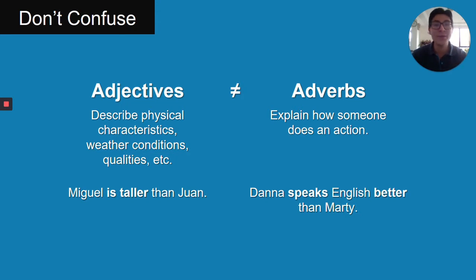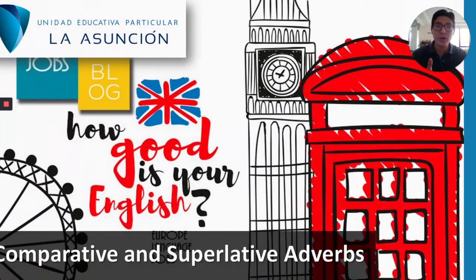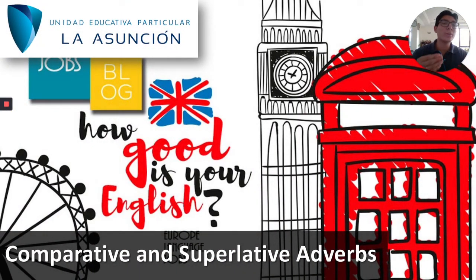Adjectives describe physical characteristics, weather conditions, qualities, etc. For example, Miguel is taller than Juan. Here we are comparing how tall, the height, or a physical characteristic of a person as opposed to another physical characteristic of another person. Here we're using adjectives. And don't forget, we are not going to talk about adjectives. We're going to talk about adverbs.